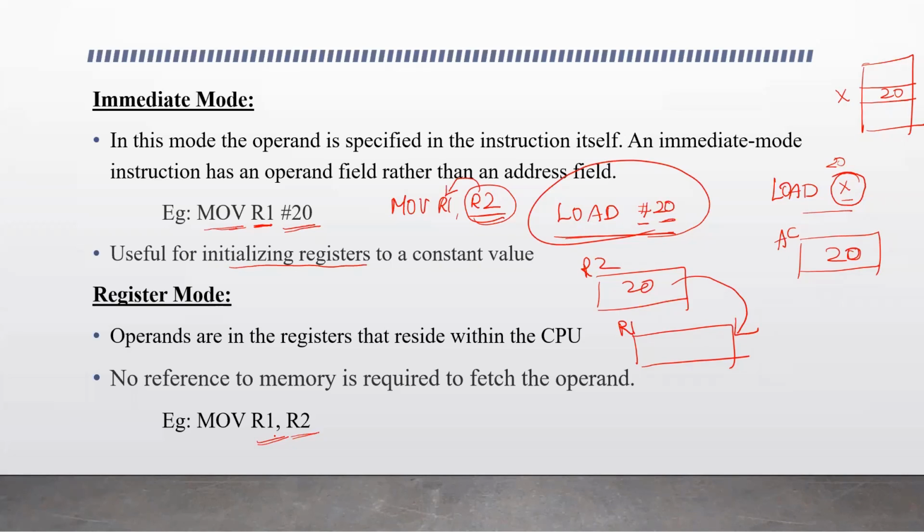Here there is no memory reference required to fetch the operand, so it takes less time compared to other memory reference instructions. The instruction cycle time would be less here because the operands are stored in registers that reside within the CPU. So the access time will be less than accessing data from memory. There is no memory reference required here. When the address field contains the address of the registers only, we call it register mode.